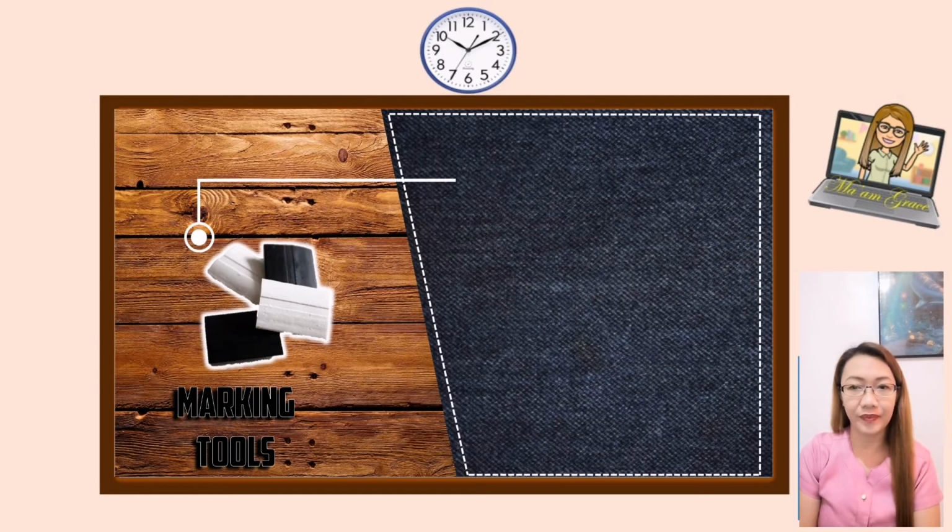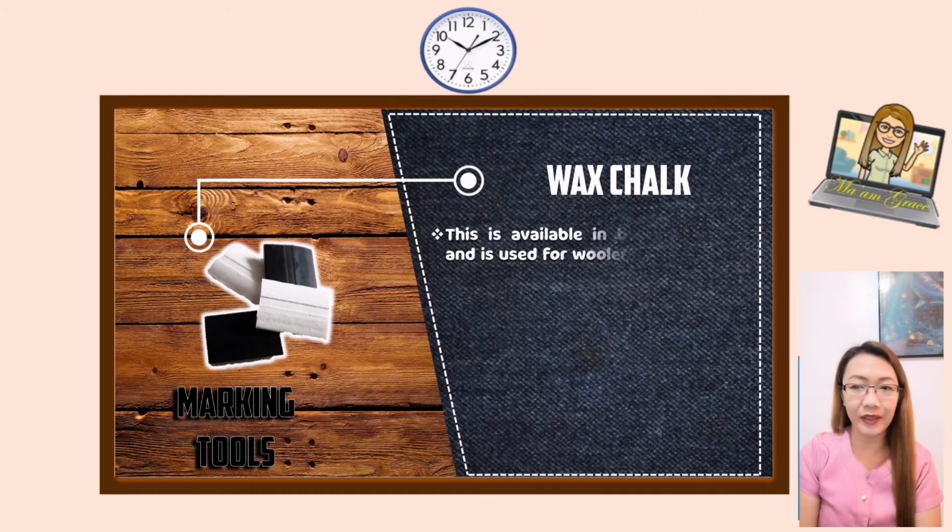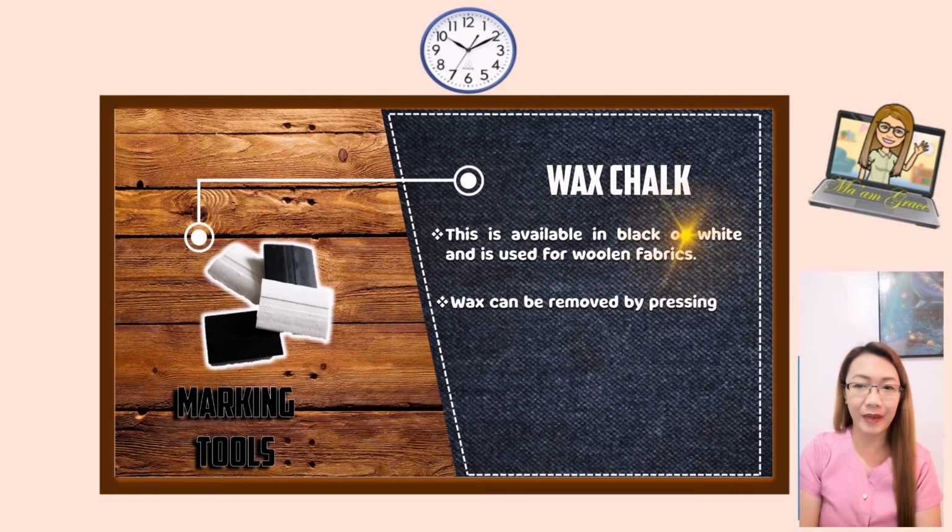Wax chalk. This is available in black or white and is used for woolen fabric. The markings made by this wax chalk can be removed by pressing.